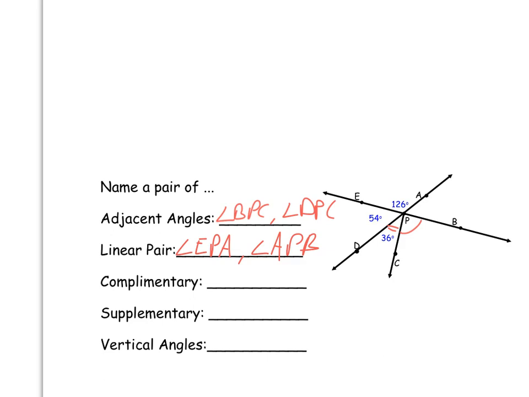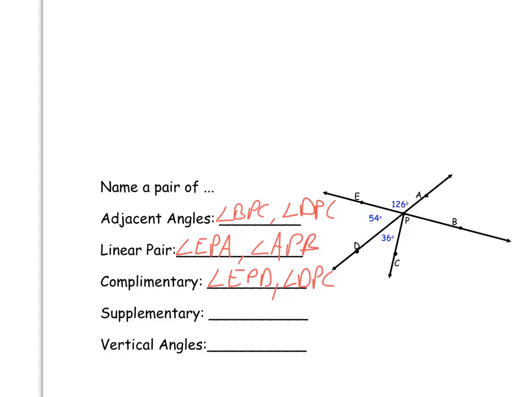Complementary, add up to 90. Well, how about these two guys right here? We've got angle EPD and DPC. EPD and DPC, those guys make a nice 90-degree angle, all right?